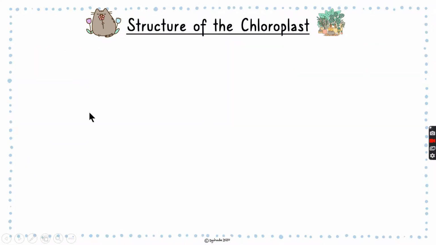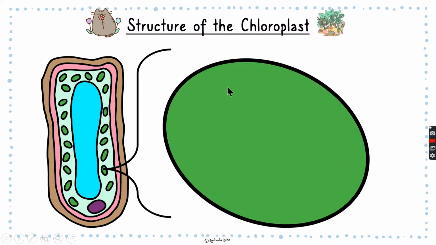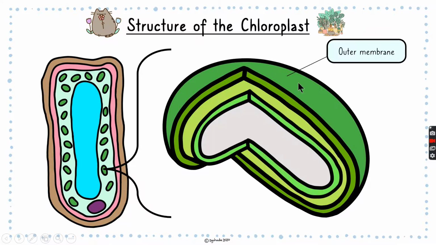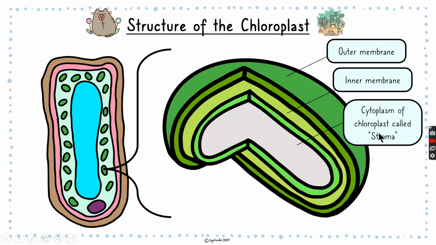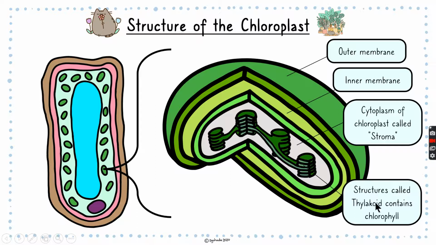So here's the structure of the chloroplast, and it's not just green in color, but it has different parts of it. So this chloroplast, if we cut it up, actually has 2 layers. It has the outer membrane, and it also has an inner membrane. And inside the inner membrane, it has its own kind of cytoplasm called the stroma. And inside this stroma, it has its own organelle called the thylakoid. And this is where chlorophyll is at. So chlorophyll, the green pigment, is actually stored inside this right here.